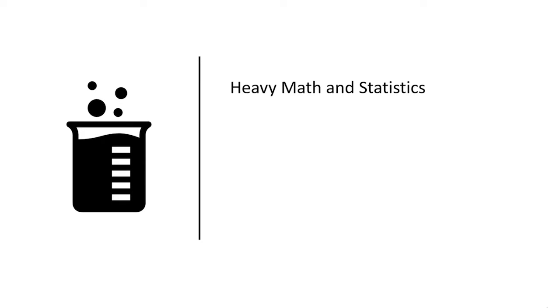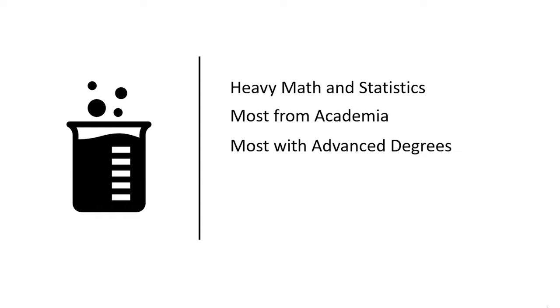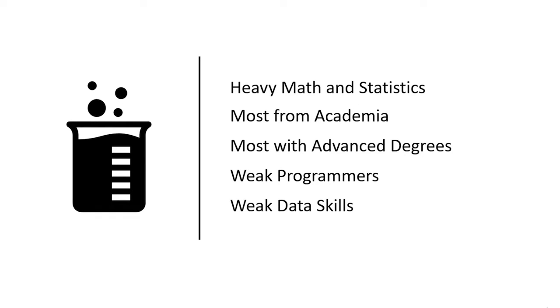The data scientist typically comes from academia. They'll often have heavy math and statistics skills and know a lot of the math behind the models. They'll often have advanced degrees in either math or statistics. While they are often really strong theoreticians, they're often weak at working with data or programming.